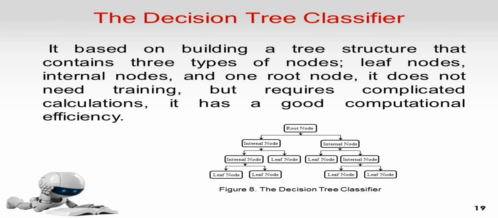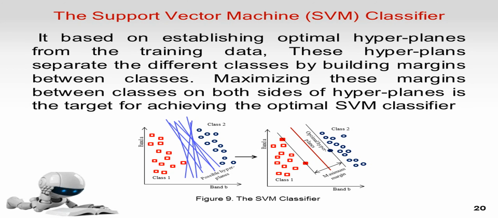The decision tree classifier is based on building a tree structure that contains 3 types of node: leaf nodes, internal nodes, and one root node. It doesn't need training, but it requires complicated calculations. The structure of this tree is determined by self-intuition, and it's very difficult. That is the difficulty of this type of classifier. It has a good computational efficiency.